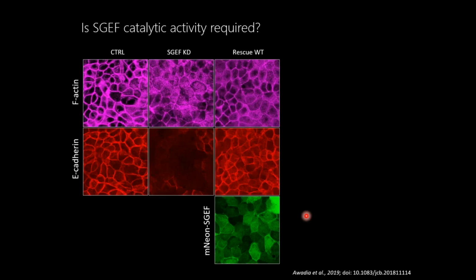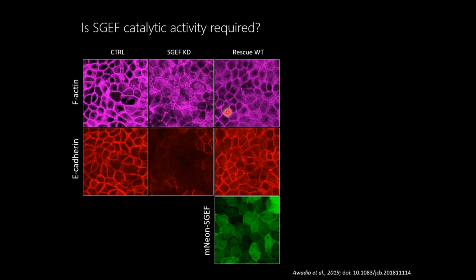The next question that we wanted to ask is whether the activity of SGEF, which is activating this downstream Rho GTPase called RhoG, is required for that. So I show you this experiment. We can knock down SGEF, and we can rescue by restoring the expression of a fluorescently tagged SGEF.